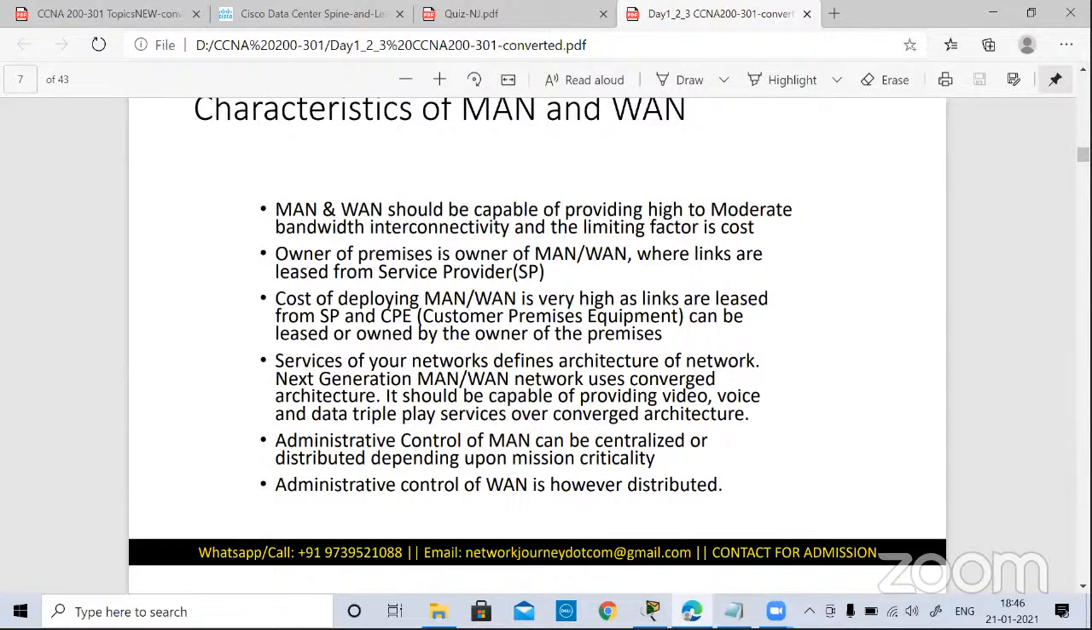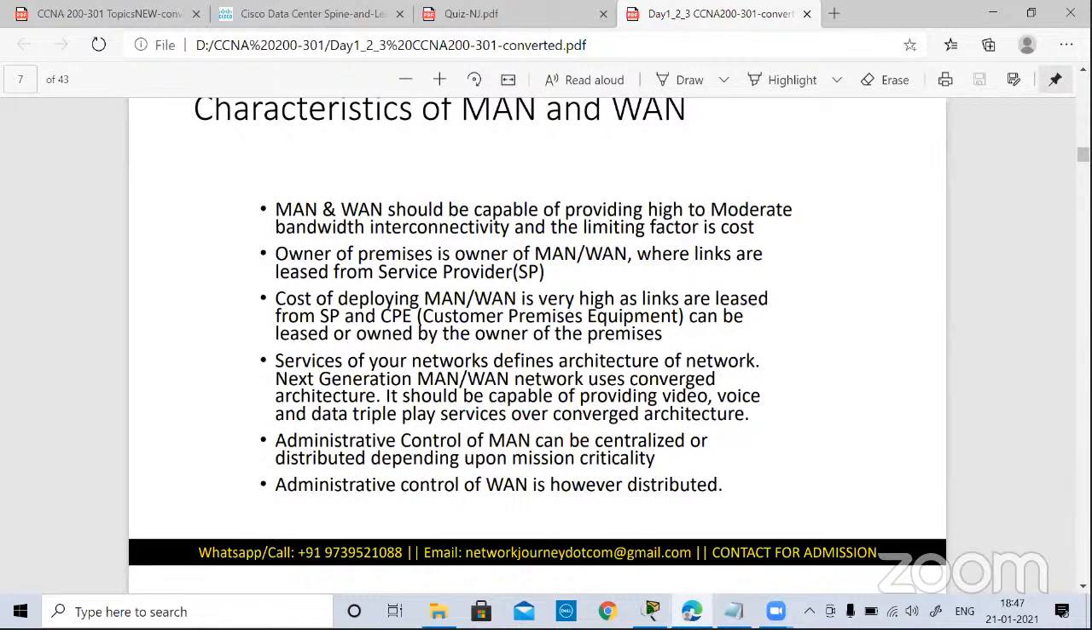So we can say that we can have high to moderate bandwidth interconnectivity, since cost is one of the very important factors when you go and purchase a link from the service provider. So accordingly you try to compromise, or you try to see what kind of investment you can make. The owner of the premises is the owner of the MAN and WAN. If it is my organization and I have several branch offices, then it is completely dependent on me whether I can have my own equipment and components which I can use, and I can just purchase the link.